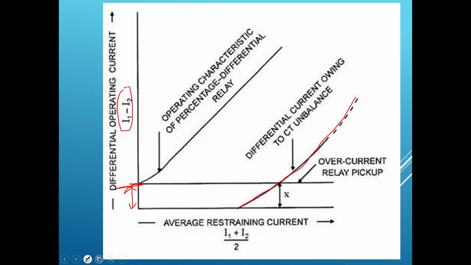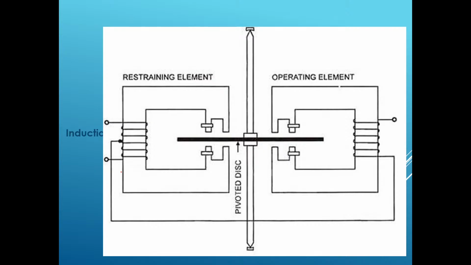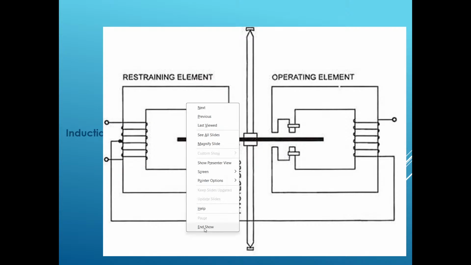So that limit is decided by the engineer. Depending on the equipment which has to be protected, depending on its rating, he will decide what should be the differential current beyond which the relay operates. Differential means the operating current, the difference of I1 and I2. If it exceeds that value, then the relay should operate. But if the CT turns ratio is unbalanced, then the relay may operate unnecessarily.